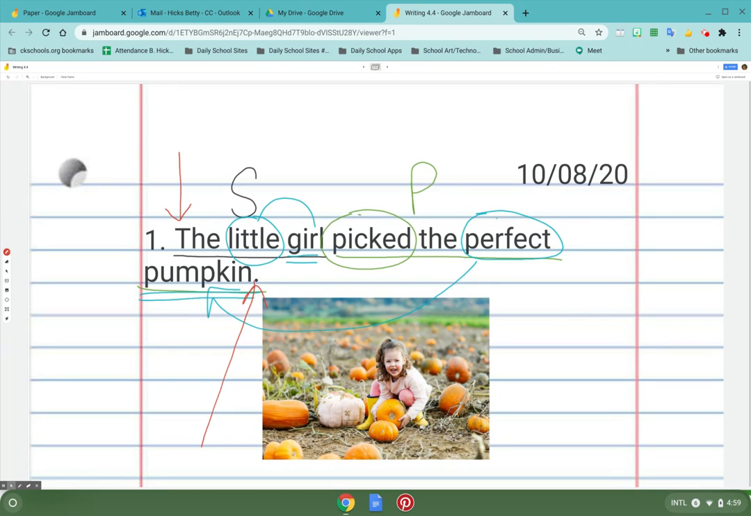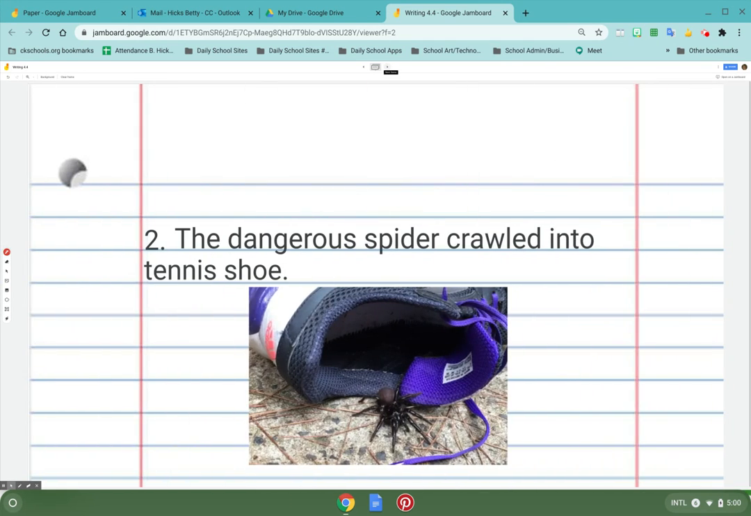All right. Now, the very last thing that I do with this sentence is I read it to somebody. The little girl picked the perfect pumpkin. One thought, one sentence. I have all the parts. I'm ready to move on. Now, normally you would still be on the front page of your paper, but I'm doing this so that I have room to draw and stuff. You would skip a line and you would write your number 2 and you would go on. All right. Because really what we're trying to do is get you to see all the parts of a good sentence and write that way. All right. So let's go on to our next one.